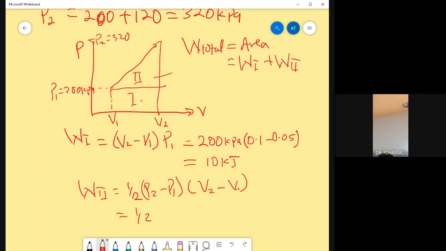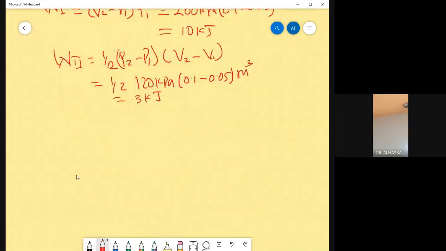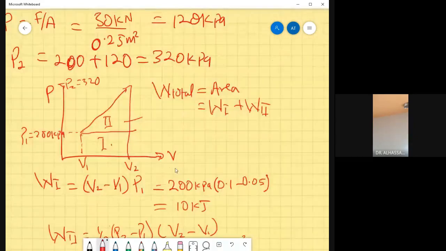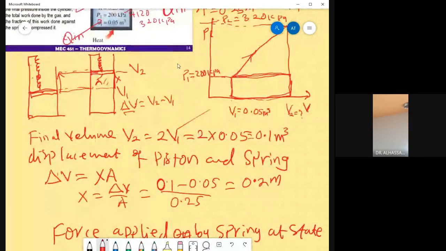So this gives me half times 120 kilopascal times 0.1 minus 0.05. This is meter cube. So this gives me 3 kilojoules. So now the total work done in pushing the piston upwards, W total, equals 10 plus 3, which equals 13 kilojoules. Okay, so that is it for the first part of the question.